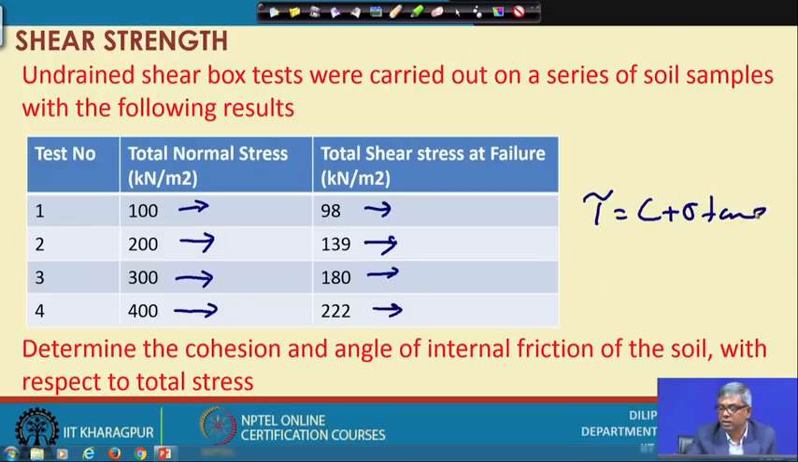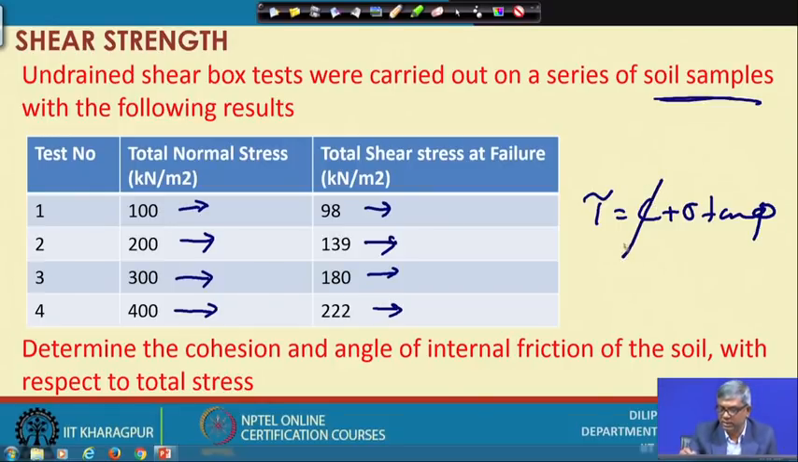So, we have got this data, and now we know that our equation is tau equal to C plus sigma tan phi. This is one undrained shear box test carried out on a series of soil samples with the following results. The sample is not mentioned as sand, and as I have mentioned, the direct shear test is good for cohesionless soil.